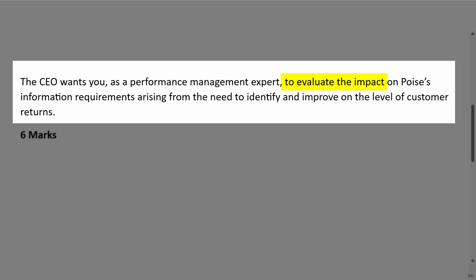So we've got to express judgment. That's the first thing to recognize. We're not describing impact, we are evaluating. Is the impact big or small, positive or negative? And we've got to say why. We've got to justify our answer with some kind of a logical argument. And we see that they need to identify and then improve customer returns.